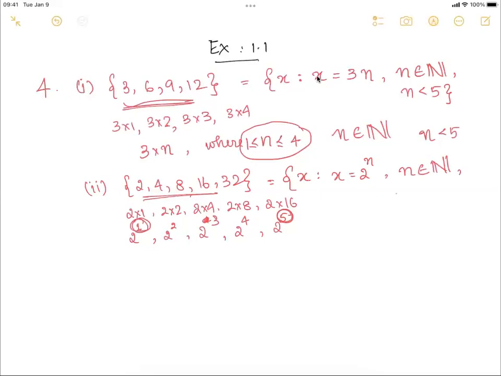So it's very important to specify this. And let's put a condition and say n is less than 6. You can write the same thing. You can write n is less than 6 as 1 less than or equal to n less than or equal to 5. You can write it that way as well.